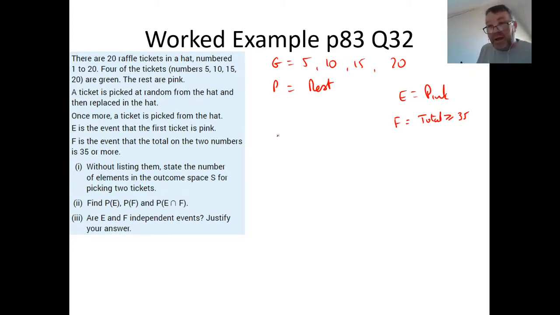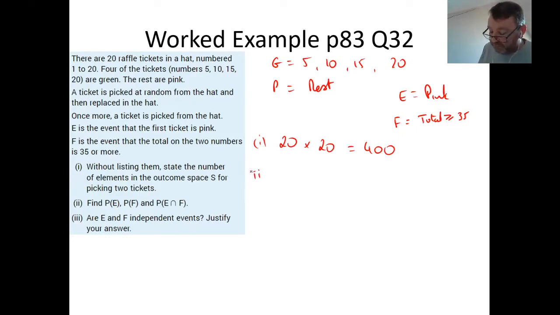Okay, how many tickets are available to pick the first time round? 20. What do you do after you pick your ticket? You put it back in again. So how many are available again for your second selection? 20. So I want ticket 1 and I want ticket 2, which means that there are 400 elements in this, what we call sample space. This is all the results, all the outcomes.